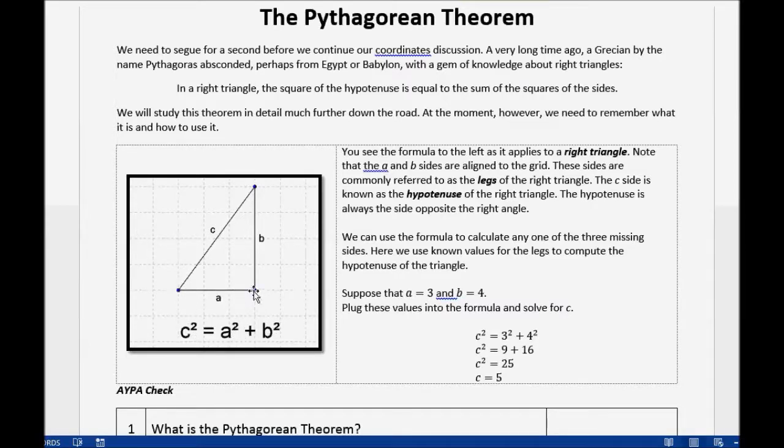Here we have the axis aligned a and b segments, so this is the right angle. The hypotenuse is always opposite the right angle. We use the Pythagorean theorem in this lesson by plugging in the lengths of the two legs and then calculating the hypotenuse. So if you look over here, we have 3 squared plus 4 squared, which is 9 plus 16, or 25, and the square root of 25 is 5.